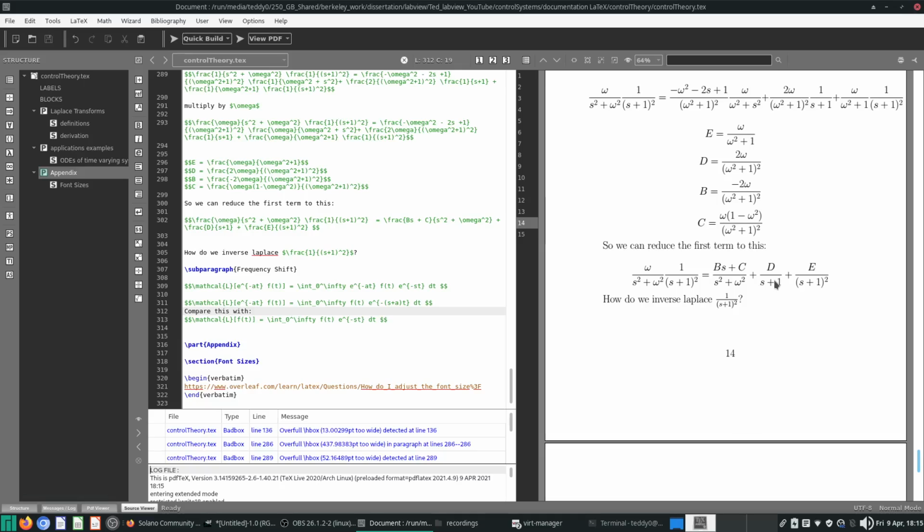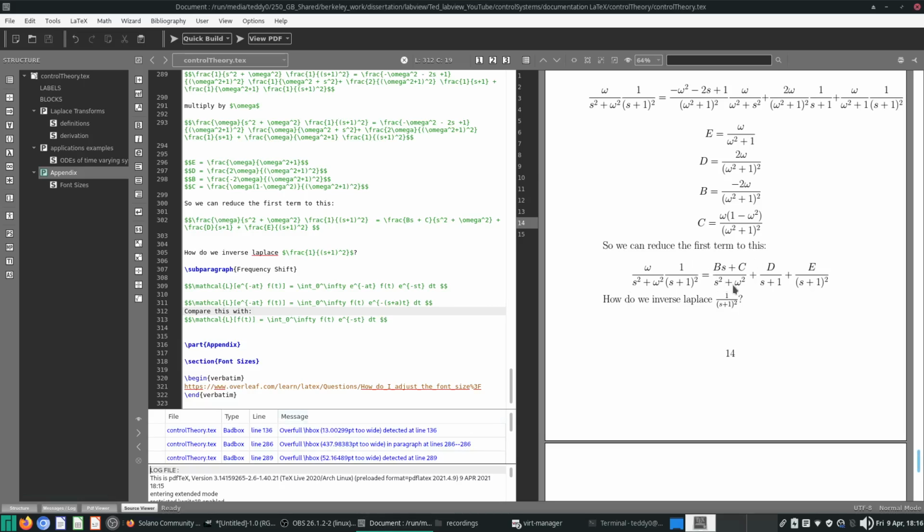We can see this one over here will just reduce to some exponential e to the minus t. These two over here, b and c, are constants with respect to omega. If omega is a constant, b and c will be constant, and then you will have just a Laplace transform of sine and cosine. So you'll see there's just sine and cosine waves there, nothing too out of the blue.